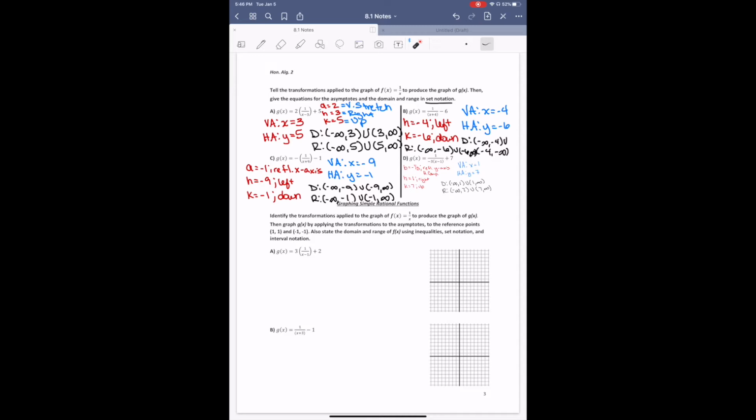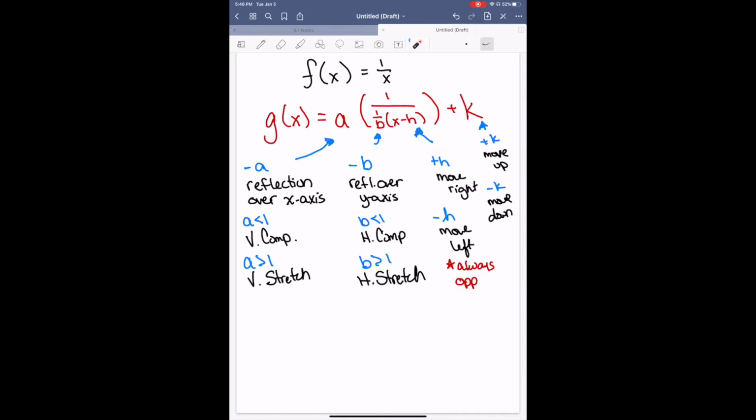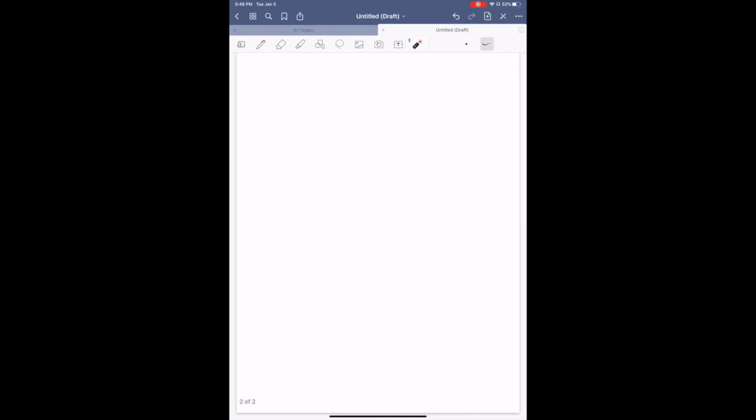Now, before we get into the graphing part, let me give you a quick little shortcut to the transformation of our points. Okay, so our reference points are 1, 1, and -1, -1. These are the reference points regardless of what our function looks like, because remember, these come from the parent function. So in order to apply the transformation to these reference points, we're going to apply the transformations of a, h, and k. So how do we do that?